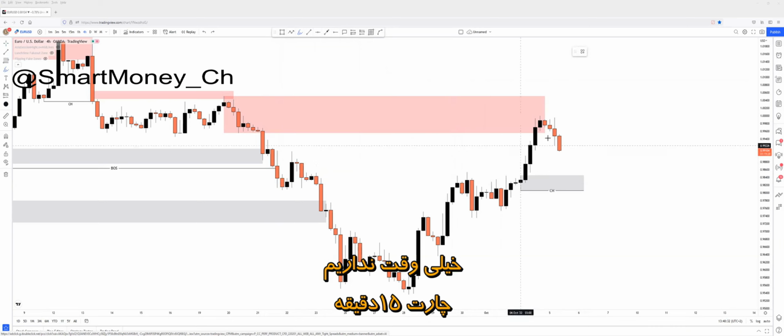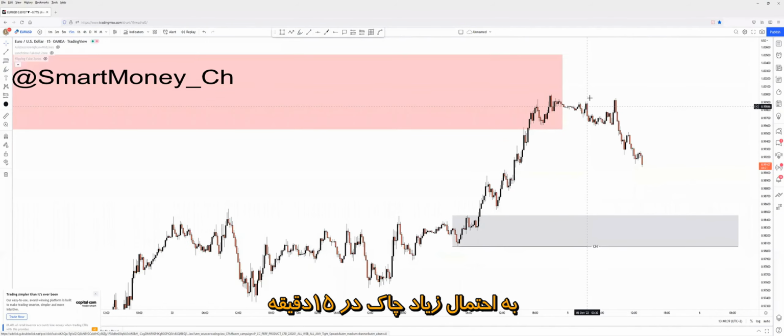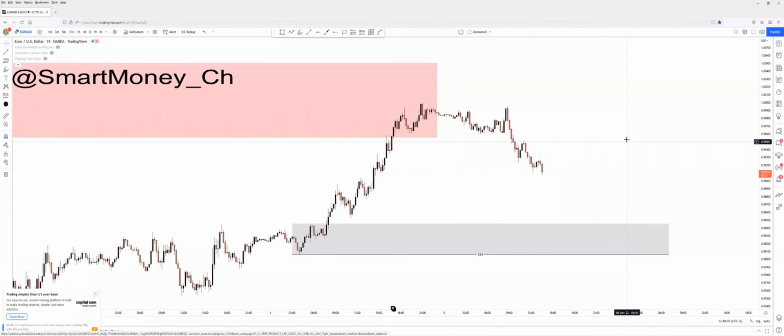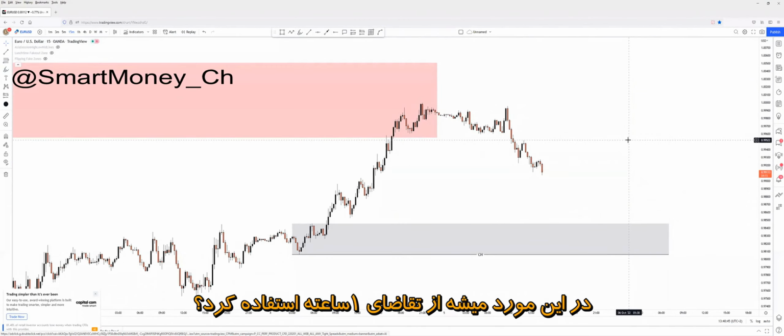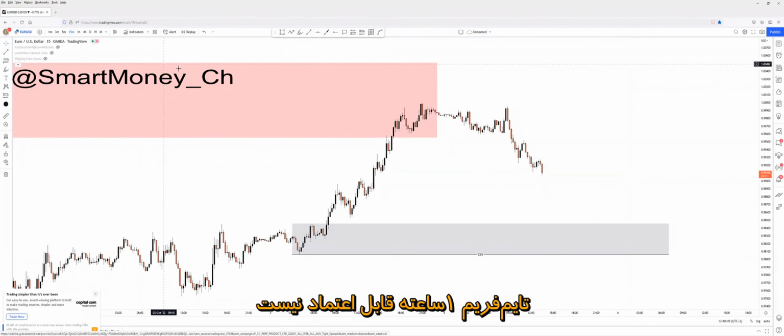All right, let me just explain. We don't have really much time. 15-minute chart. More like the 15-minute change of character right here. In this case, can we use the 1 hour demand zone? No, I'm not using 1 hour zones. The 1 hour time frame is really fake.